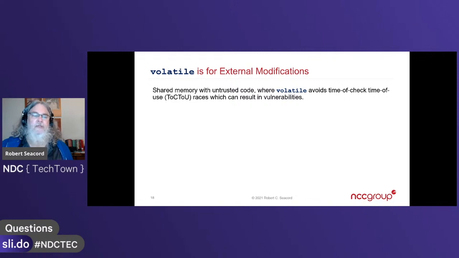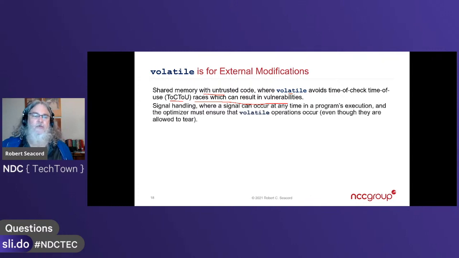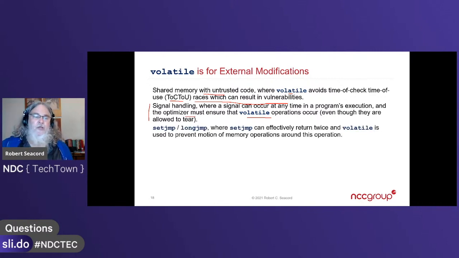So basically, volatile is used for external modification. Examples include shared memory, where volatile can avoid time of check, time of use, or TOCTOU race conditions, which can pretty easily result in software vulnerabilities. Signal handling is another use case where a signal can occur at any time in the program's execution. And the optimizer has to ensure that the volatile operations occur even if they are allowed to tear.